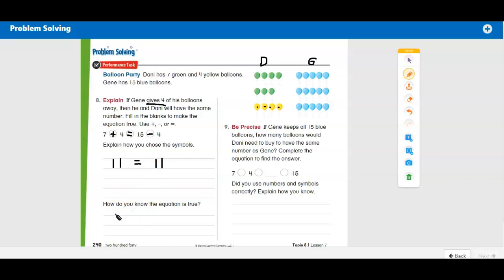Then it says, how do you know the equation is true? How do we know the equation is true? We could say both equations equal 11. So how do we know the equation is true? We could say both equations, so 7 plus 4 and 15 minus 4 equal 11.